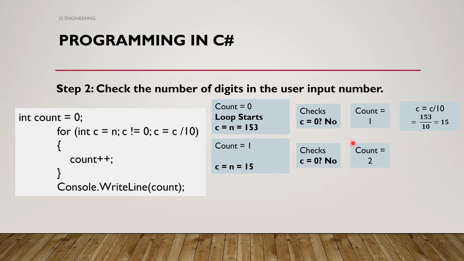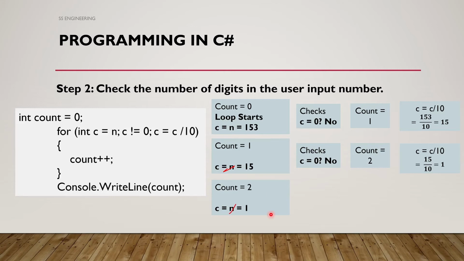No, and then count adds 1, so 1 plus 1 will be 2, and it will change c to c divided by 10 again, which is 15 divided by 10, and again it's 1.5, but it only takes the number outside of the decimal, that's 1. Now into the third loop, our count is equal to 2, and our c would be 1 from here. Let me just put this out here. So this is not n, and this is not n. Okay.